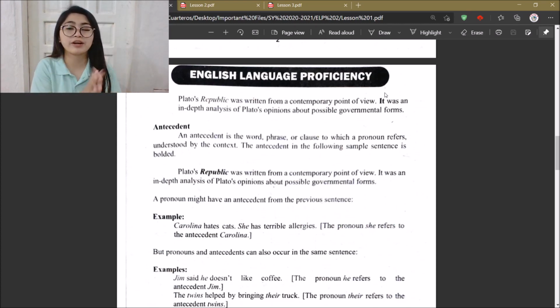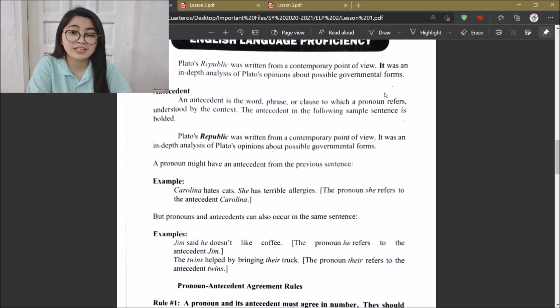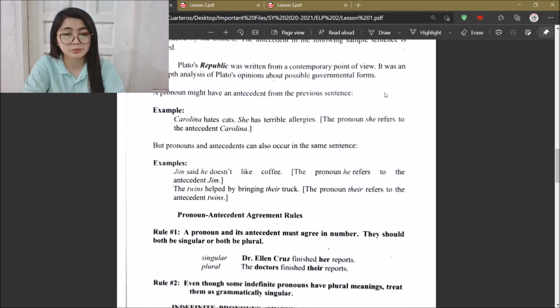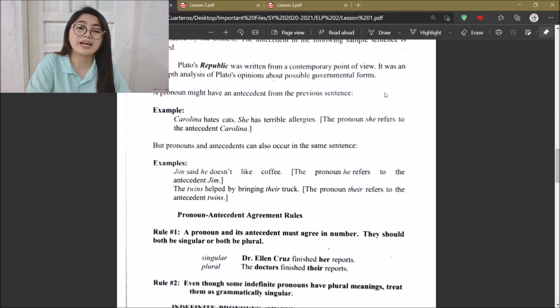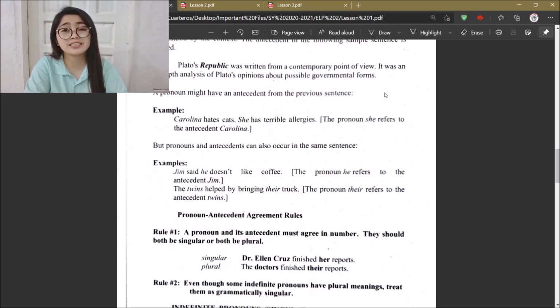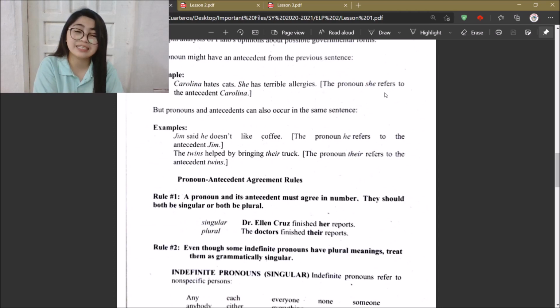Antecedent is a word, phrase, or clause to which a pronoun refers, understood by the context. So, the antecedent in the following sample sentence is bolded. So, Plato's Republic, yung sinabi ko kanina. A pronoun might have an antecedent from the previous sentence. Another example is this one. Carolina hates cats. Blank has terrible allergies. So, ano yung antecedent natin? Carolina. Carolina is a girl, feminine. So, ang gagamitin nating pronoun ay she. So, the pronoun she refers to the antecedent Carolina.